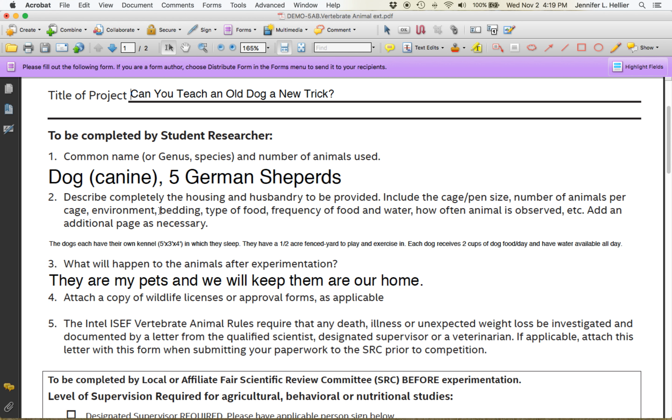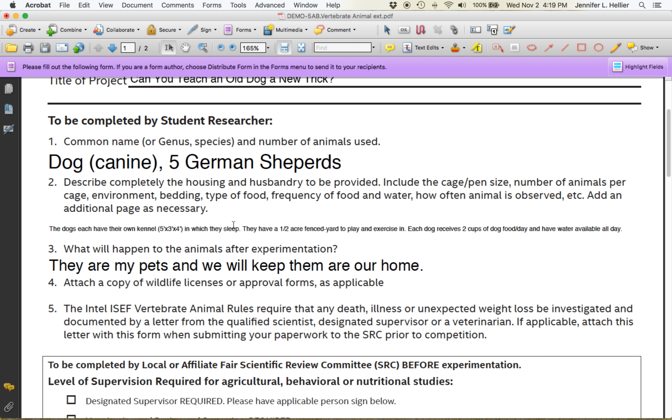Describe completely the housing and husbandry to be provided. Include the cage or pen size, the number of animals per cage, environment, bedding, type of food, frequency of water and food, and how often the animal is observed. Since these are the person's pets, it is not required to include bedding and things like that, but it's mostly for if you're going to use rodents and you have a cage and have bedding, and that's where you will need to include it.